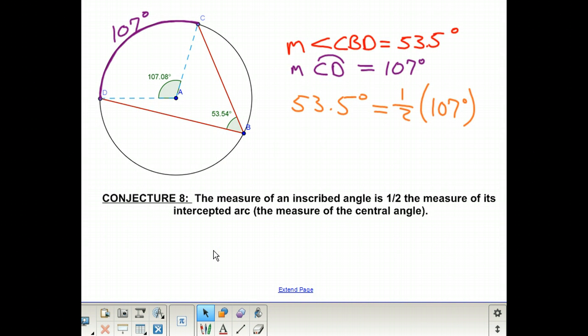And this is an important discovery here. Right? So if the measure of an inscribed angle is 1/2 of the measure of an intercepted arc, this now paves the way for several other of the conjectures to follow. But once again, all we have here is a discovery. This isn't proof of anything. This only proves that it works in this one specific case. So in order to prove this conjecture too, we need to take a look at a separate diagram.